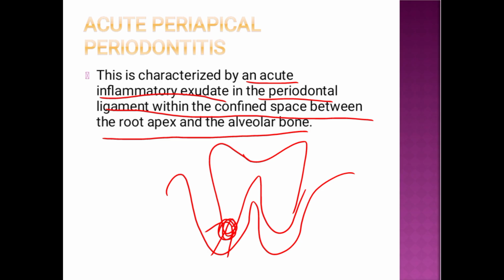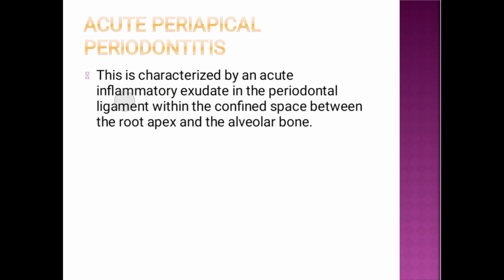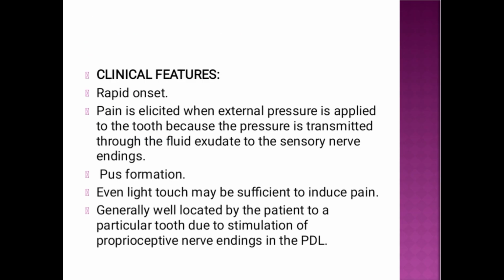Okay, so basically here there will be inflammation between the apex of the root and the alveolar bone. So you can say this is acute. In acute there will be acute inflammatory exudate. Okay, and that exudate will form in the pedial fibers, confined between the apex of the root and the alveolar bone. Okay, clinical features: it has rapid onset.